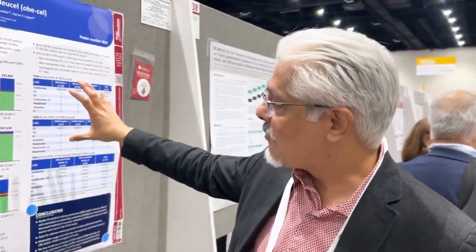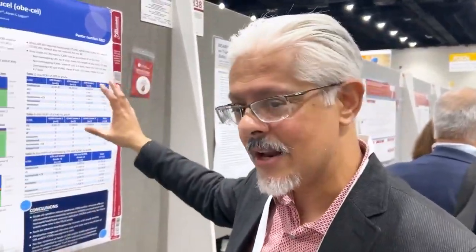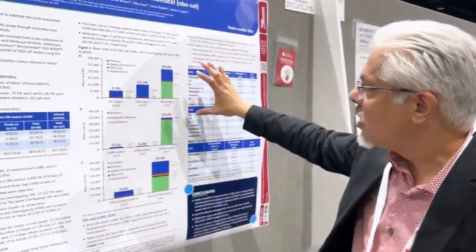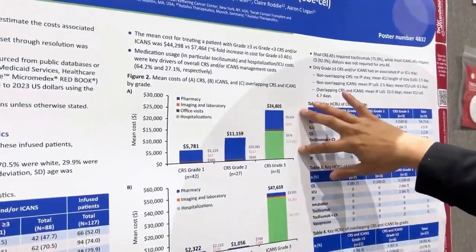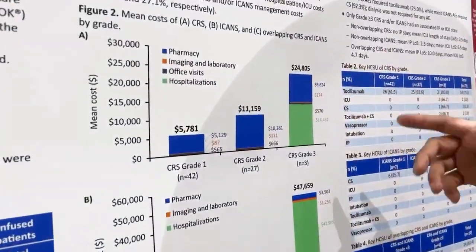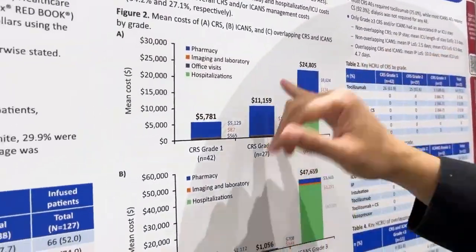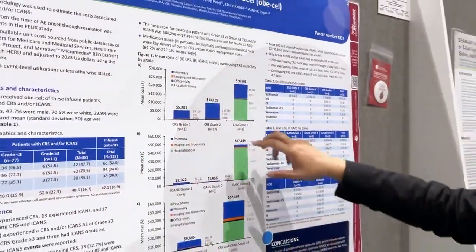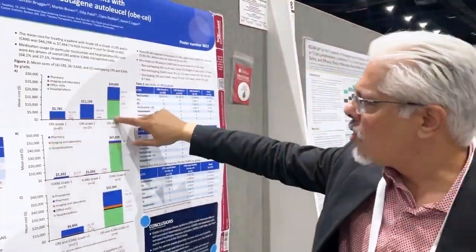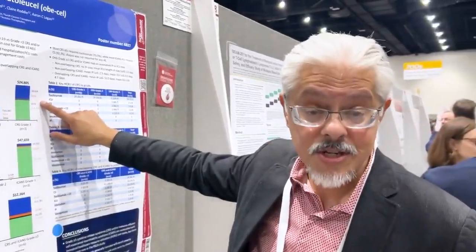So when we talk about pharmaceutical costs, I think tocilizumab really is going to be the big driver, and you're going to see that in the data here. So first, big picture, if you have high-grade CRS, you can see that it's about $20,000 in additional costs relative to having only grade 1 or grade 2 CRS. And the bulk of that is still hospitalization time.